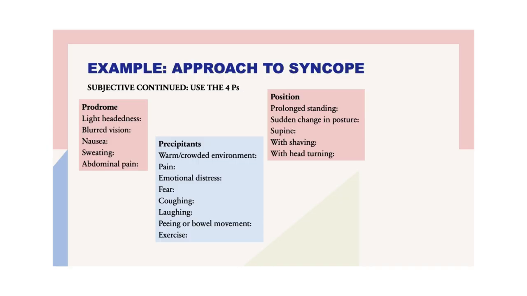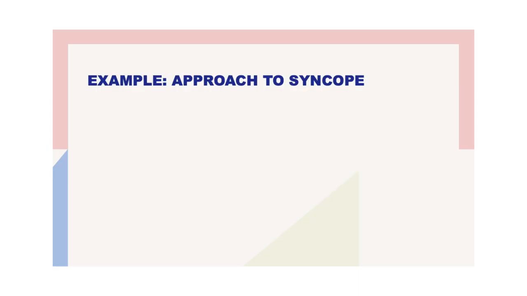Next P is position. Did it happen because they were standing for a super long period of time? Sudden change of position, so looking at orthostatic hypotension. Did it happen supine? That's a red flag if they fainted when they were lying down. Did it happen with shaving or with head turning in a tight collar? That could be a sign of carotid sinus syncope. And lastly, were there any post-event symptoms? Confusion, loss of bladder or bowel control, concern for a seizure episode.